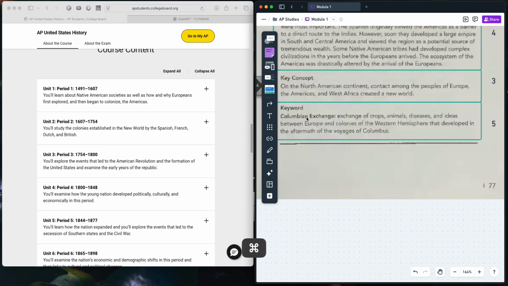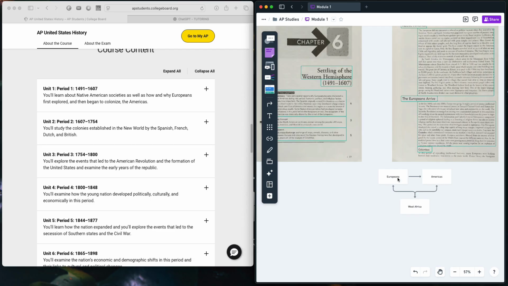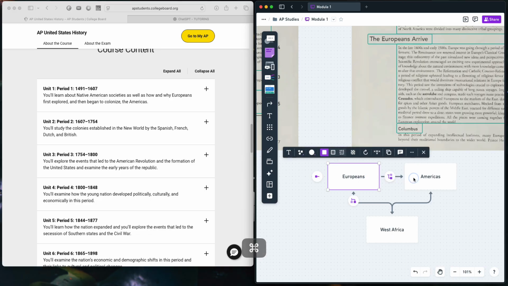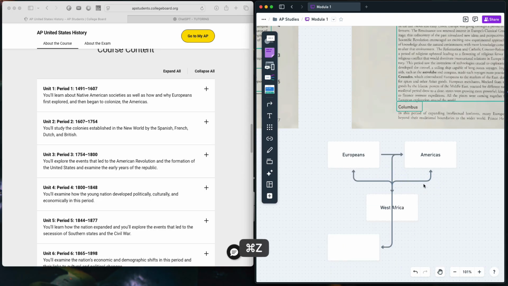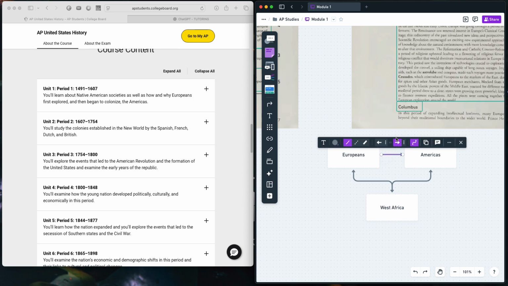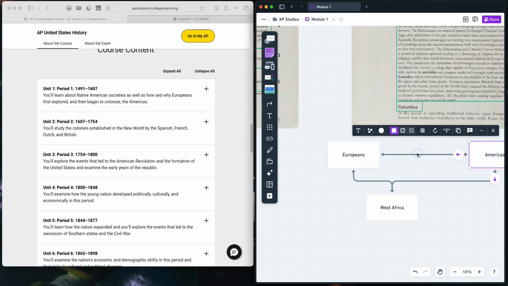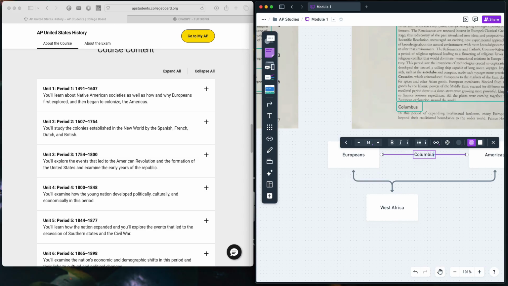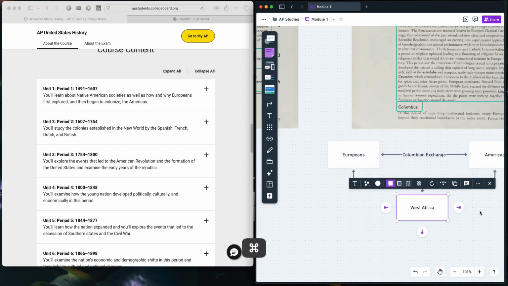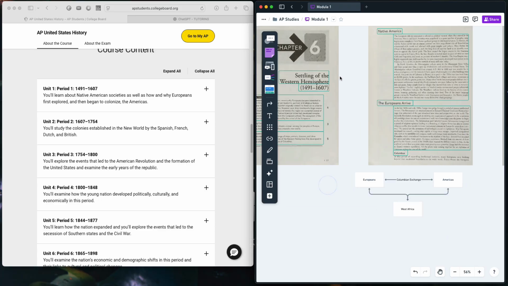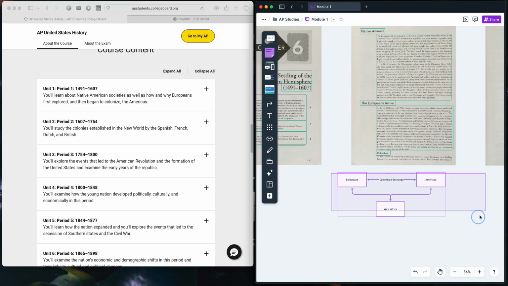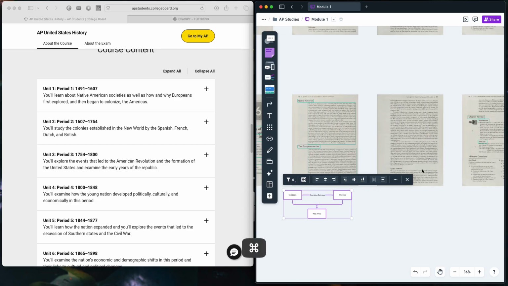Okay, keyword Columbian exchange: exchange of crops and animals, disease, ideas between Europe and its colonies of the Western Hemisphere that developed in the aftermath of the voyages of Columbus. Okay, so Europeans are going to the Americas and then going back around. Actually, they have this idea of the Columbian exchange. So what I'm going to do is build this double arrow right here, and I'm going to add text in here: Columbian exchange. Cool. Does that make sense? I hope so. Because now we've gotten a very good structure under our belts to understand what is going to happen moving forward.